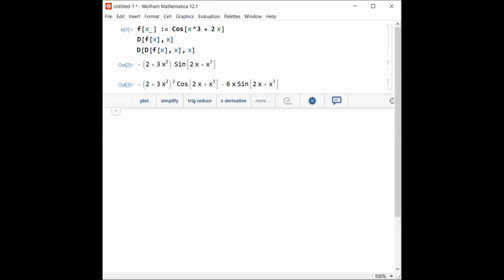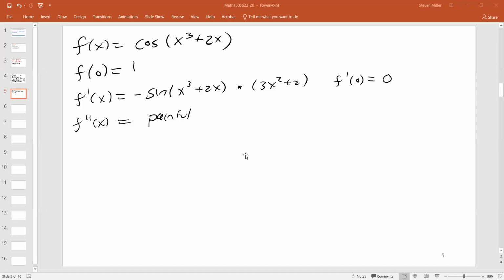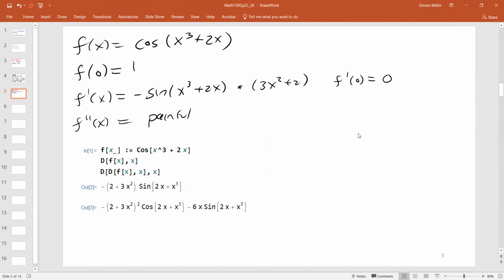And if you look at that, you can now see, oh okay, the second derivative is not going to be 0 at 0. The sine piece is still going to vanish, but the cosine piece is going to give us a -2. So if I do all this, it will give me f double prime of 0 is equal to -2.